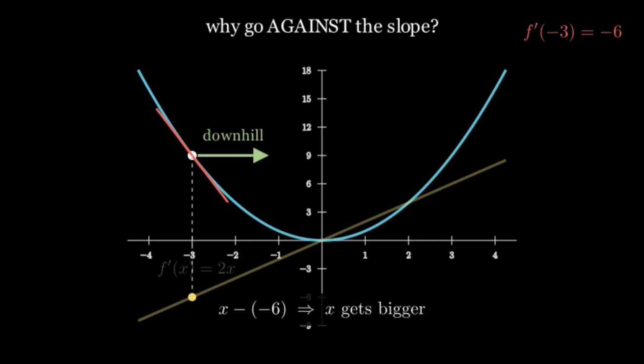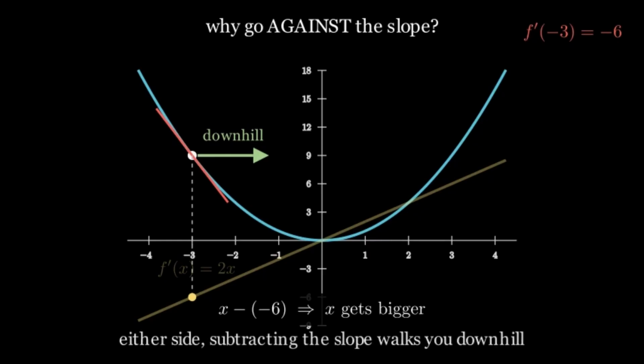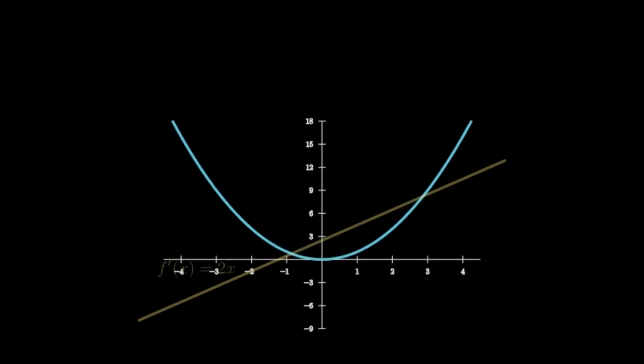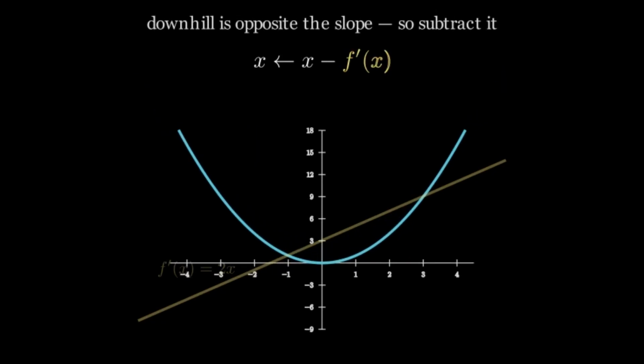That is the part worth pausing on. Subtract the slope sounds like it should always push you leftward. But because the slope carries a sign, subtracting it flips direction automatically depending on which wall you are standing on. We never told it which way to go. The sign did that for us. Either side of the valley, subtracting the slope walks you downhill.